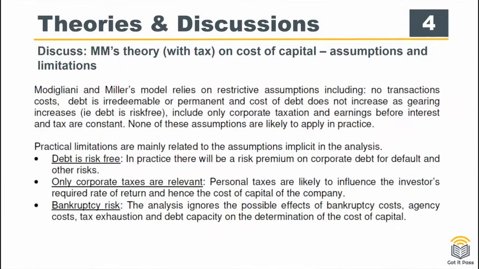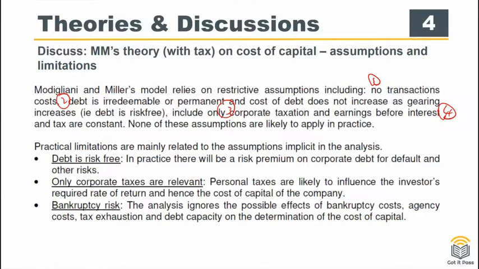So the next topic is about Modigliani and Miller's theory with tax on cost of capital, assumptions, and limitations. The MM model, or MM theory, relies on restrictive assumptions, including, for example, first, no transaction cost. The second is that debt is irredeemable. And the third includes corporate tax only, and earnings before interest and tax are constant. So it seems that a lot of these assumptions are not valid.